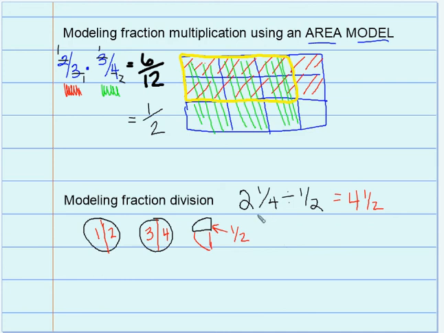And if I model fraction division, now, we haven't talked about this, it's the next lesson, but you have to make this improper first. 4 times 2 plus 1 is 9/4 divided by 1/2. Keep, change the sign, flip the fraction, simplify if you can, equals 9/2, and then this is improper, so you would divide that. 2 goes into 9 how many times? 4. 8 leaves us with 1, so 4 and 1/2.